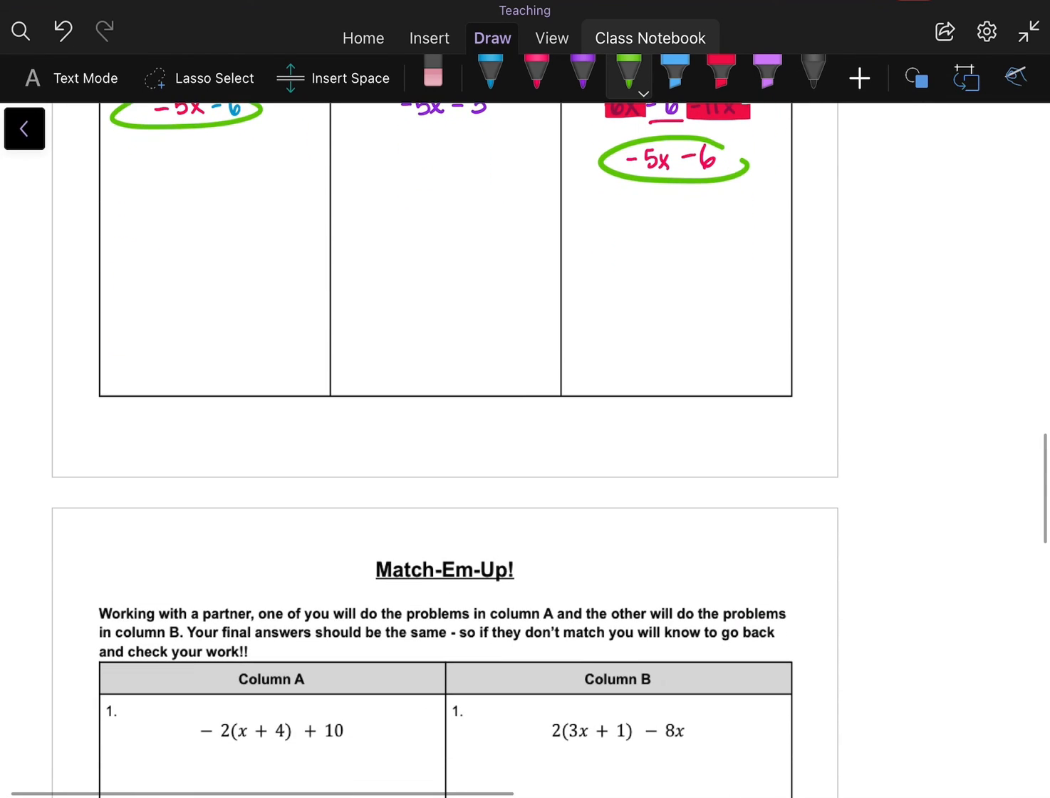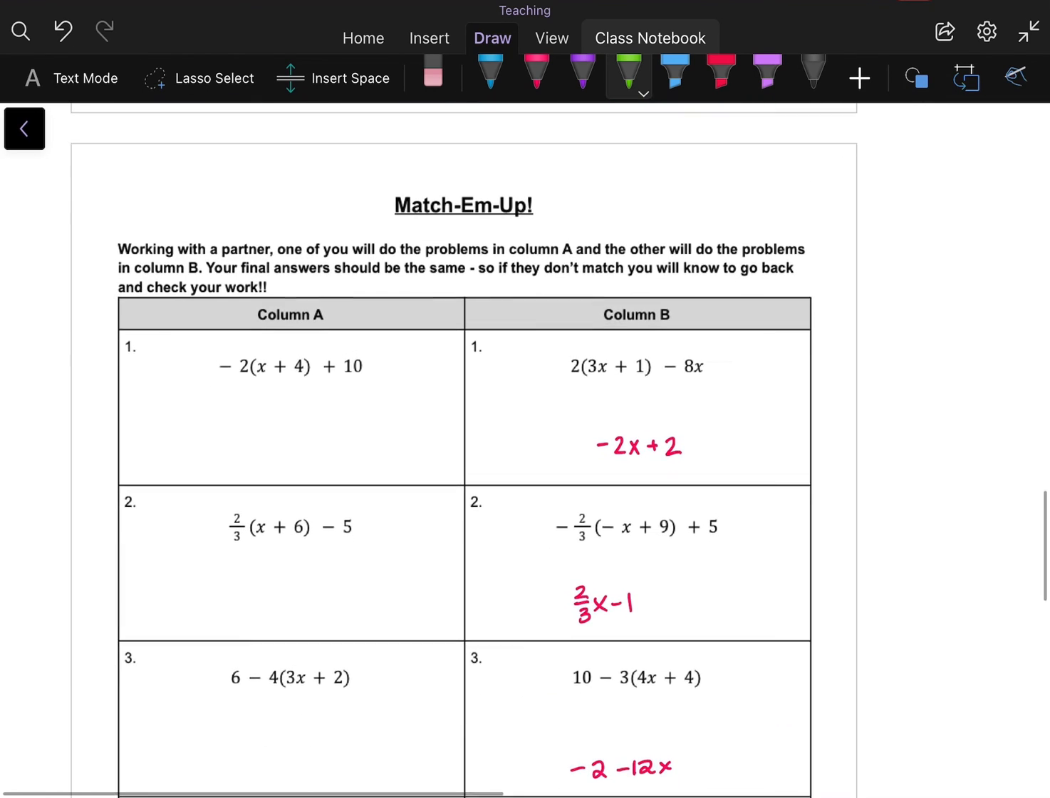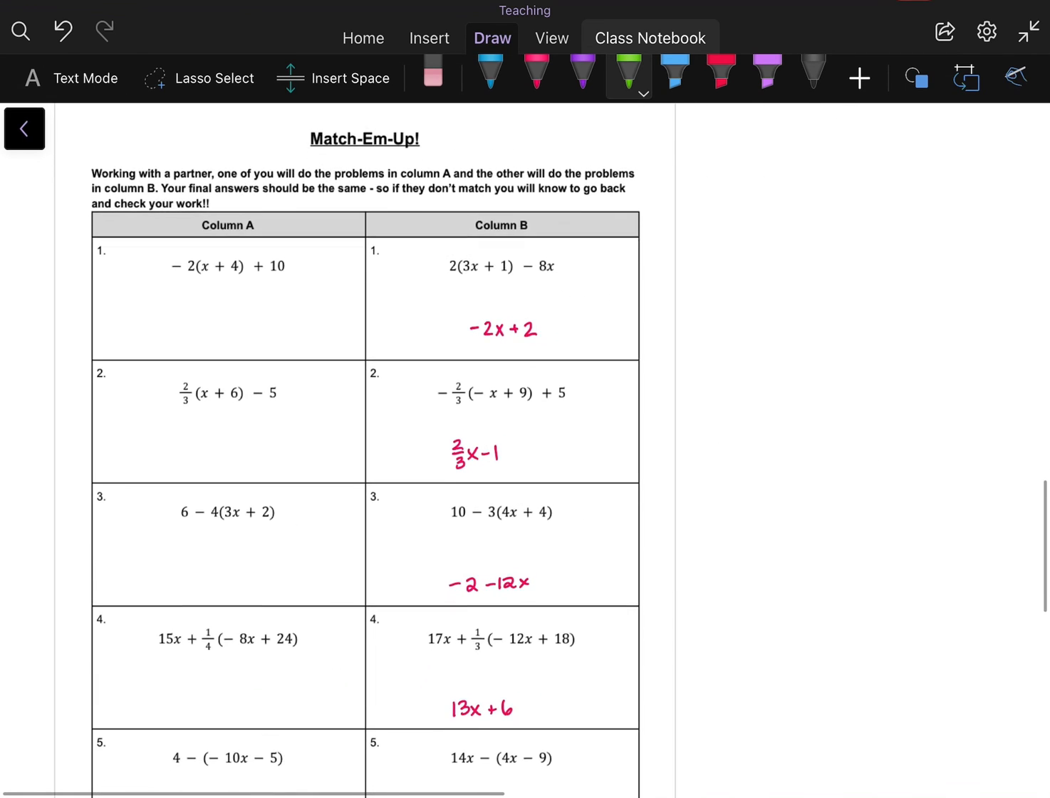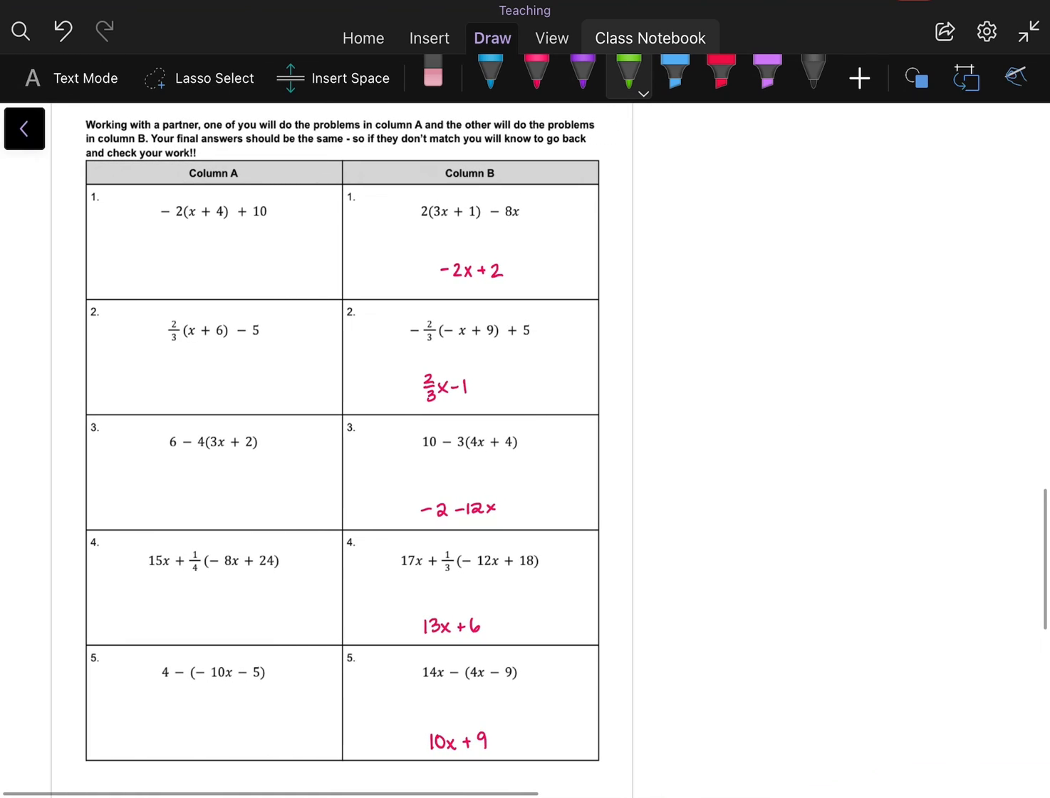On the next page in your packet, this goes over some practice again to find equivalent expressions. You can go ahead and work through column A and then check your answers on this. I'll zoom out so you can see all of these. Your expression in column A should simplify to be the same expression in column B. So column A and column B are equivalent to each other. Check your work after you simplify to make sure that you get the same expressions that I did in column B.